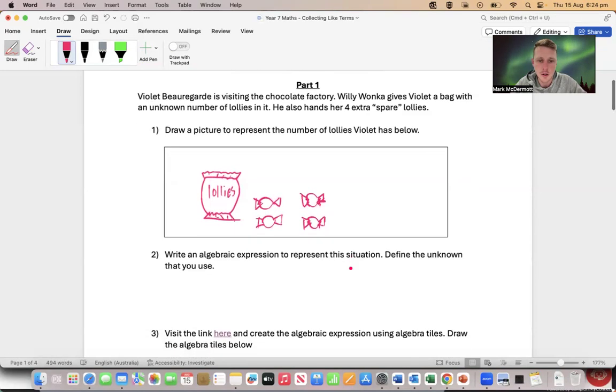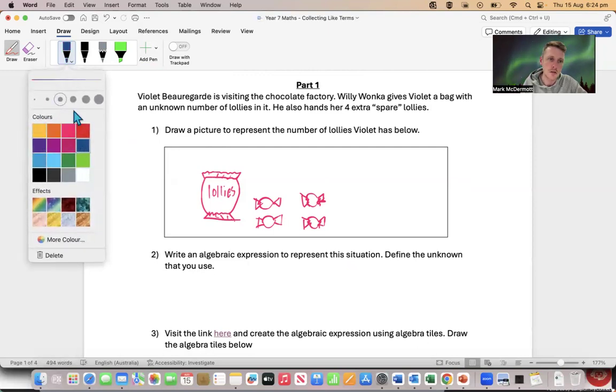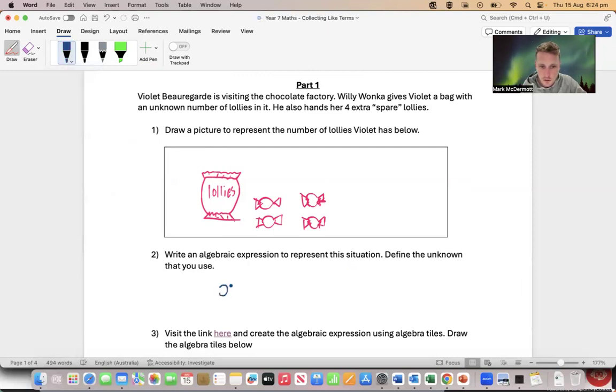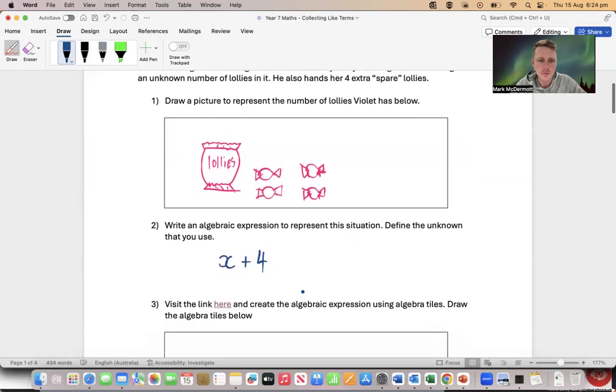Write an algebraic expression to represent this situation. Define the unknown that you use. Okay, so we don't know the number of lollies in the bag, so now we have to write an algebraic expression. So we're going to say, all right, the number of lollies in the bag, let's call that x. We do know that she gets 4 extra lollies. So it looks something like this.